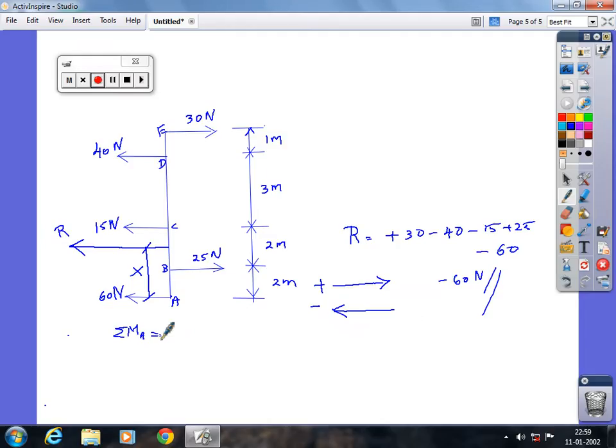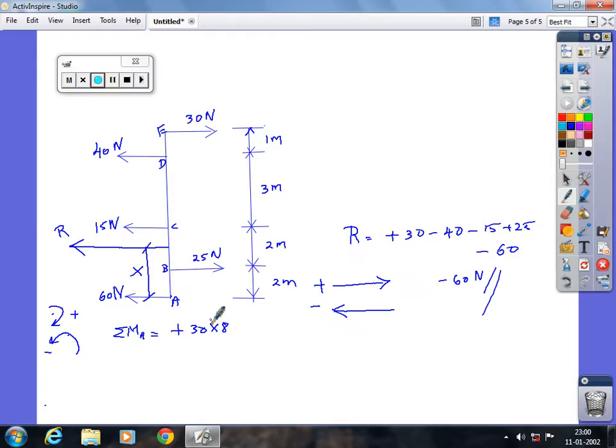If you're not understanding this, assume that your compass point is here and pencil point is here. If you draw an arc like this, it's going to be clockwise. The perpendicular distance from this force to this point is 1 plus 3 plus 2 plus 2 meter. You need to be clear with the sign convention: clockwise moments get a positive sign, and anti-clockwise moments get a negative sign. So the moment of this force about this point is plus 30, and the distance is 3, 4, 5, 6, 7, 8, so into 8. Are you okay with this?